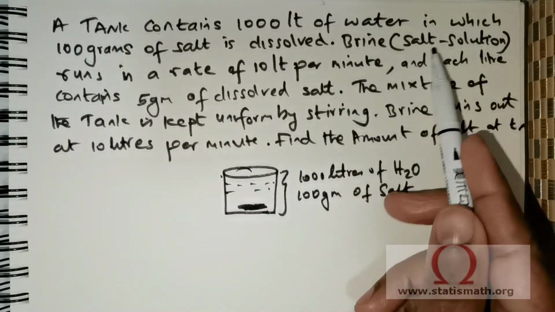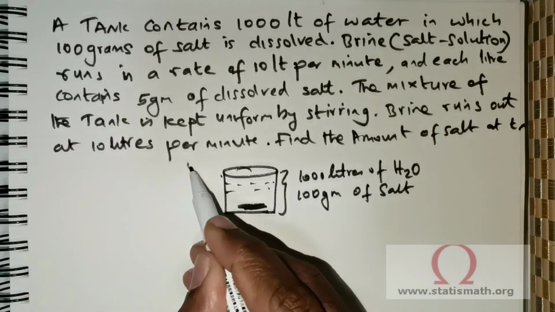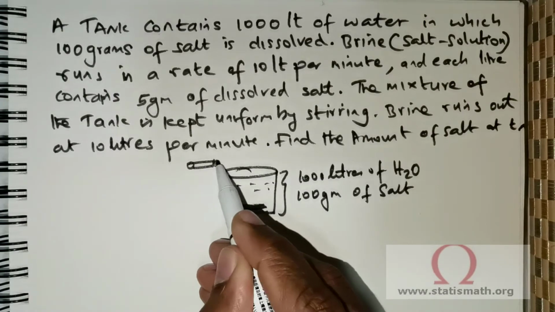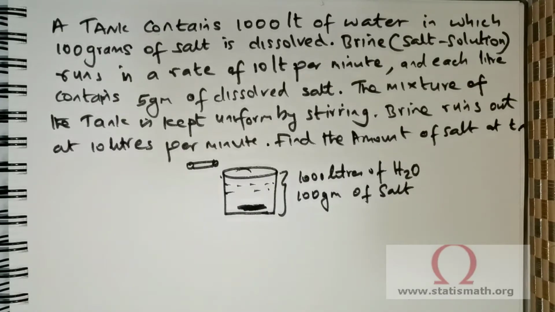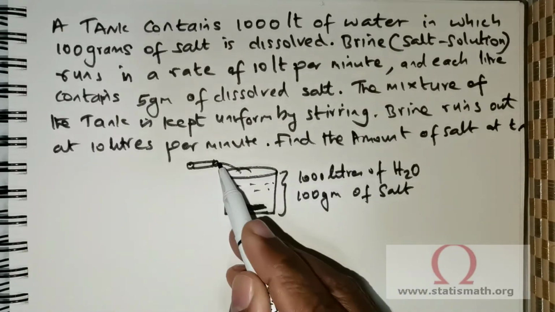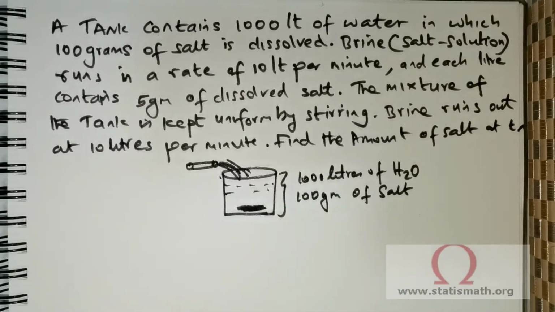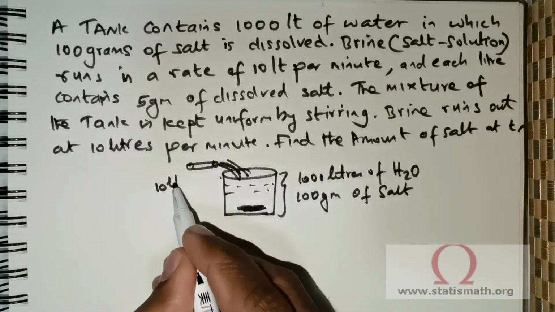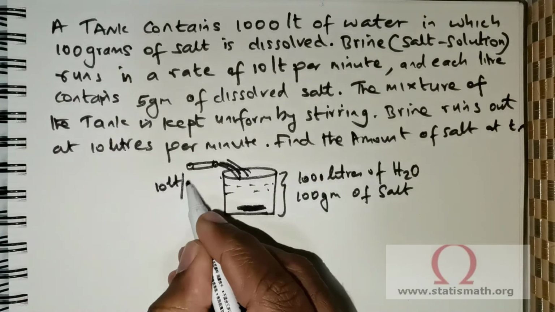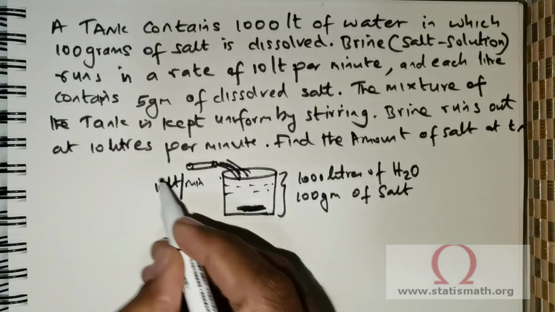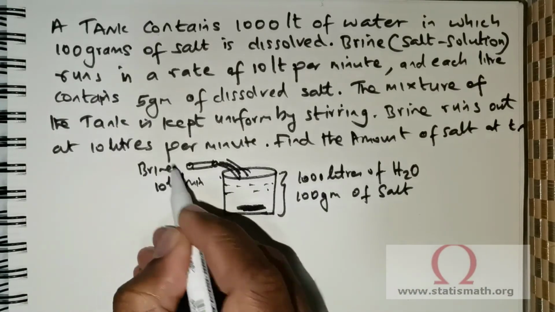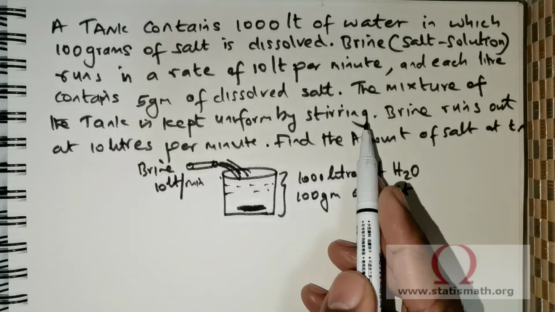Brine, which is nothing but salt solution, runs in. Imagine you have a pipe, and that pipe is feeding in the solution. It runs in at a rate of 10 liters per minute. So this is brine. Brine is nothing but salt solution.